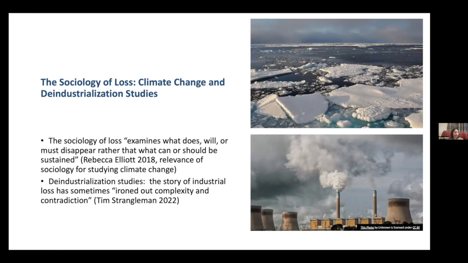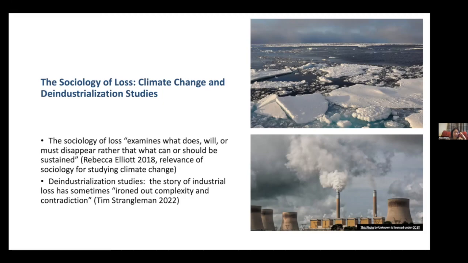One is through the idea of what Rebecca Elliott calls the sociology of loss. I think this is really interesting because when I read her article about climate change and the sociology of loss, it really resonated with some of the thinking I've done on deindustrialization studies, where she talks about how the sociology of loss examines what does, will, or must disappear rather than what can or should be sustained. And that this is really important for thinking not just about how we study climate change, but also how people cope with and understand and accept and deal with climate change as loss.